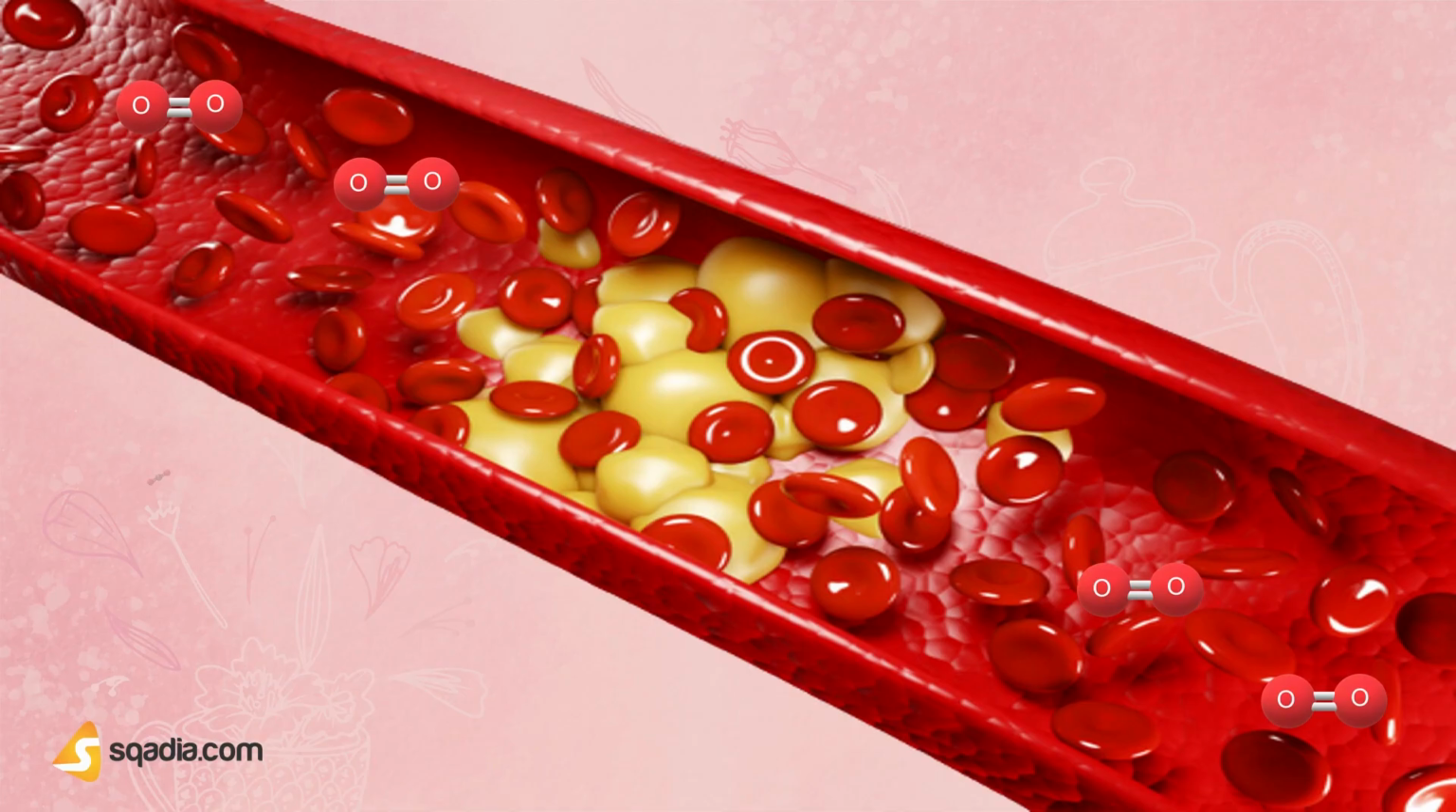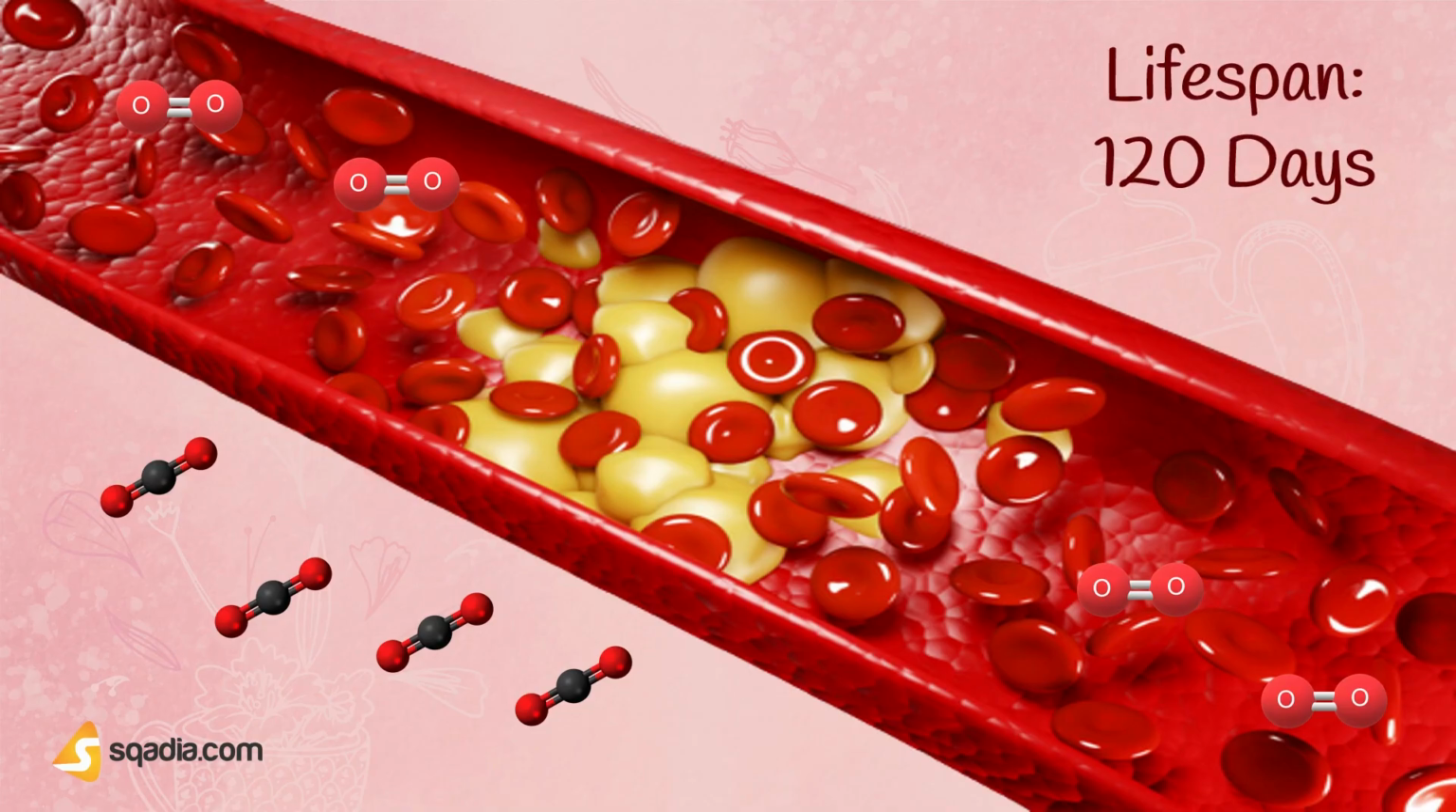One more question that is commonly asked about erythrocytes is their lifespan. The average lifespan of an erythrocyte in the bloodstream is about 120 days in humans. After that time, they are removed by the spleen and liver, and new erythrocytes are continually produced to replace the old ones.